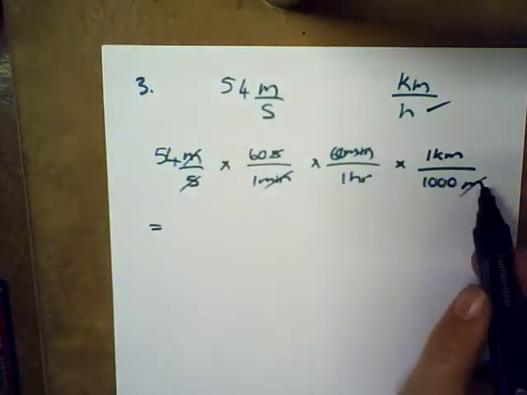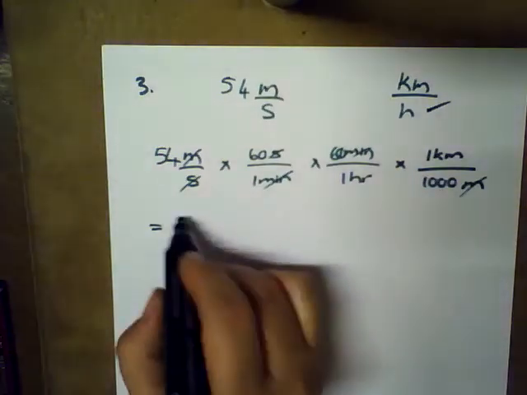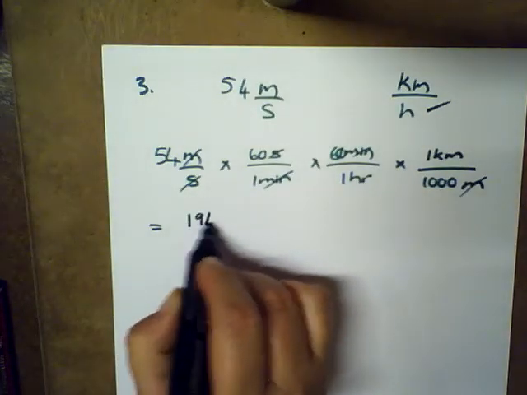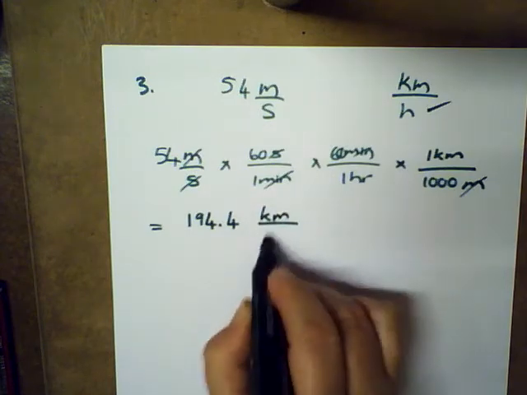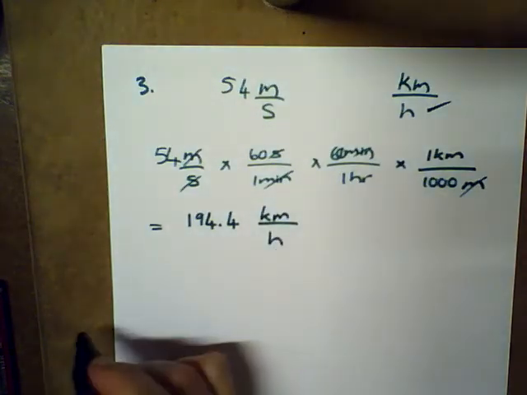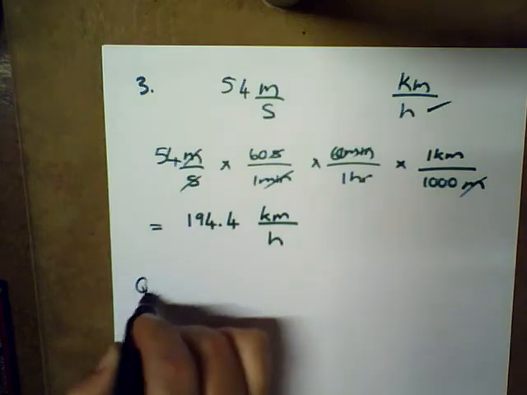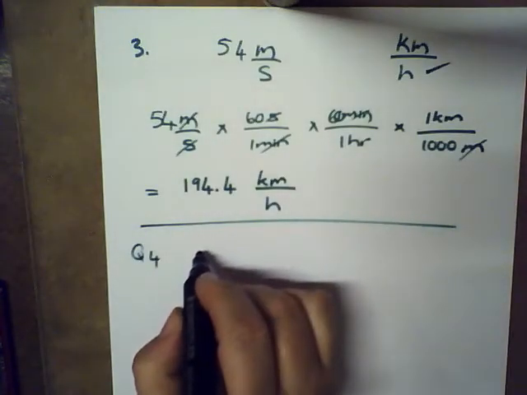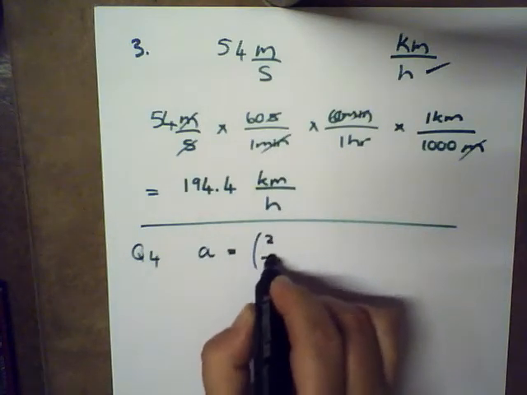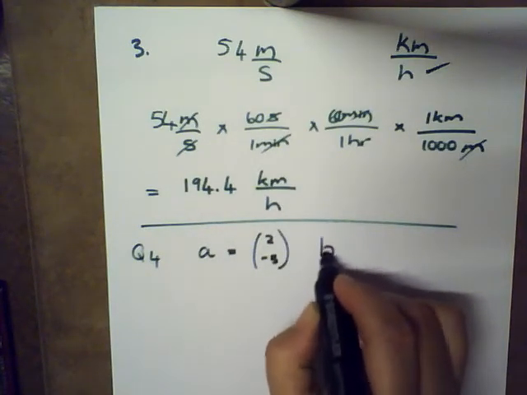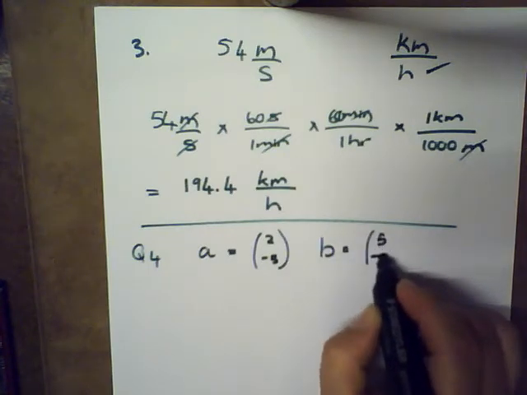I can tap that whole thing in my calculator, and that would give me 194.4 kilometers per hour. And we're done with question 3. Okay, question 4 asks us, that's as part of a vector question. A is (2, -3) and B is (5, -1).